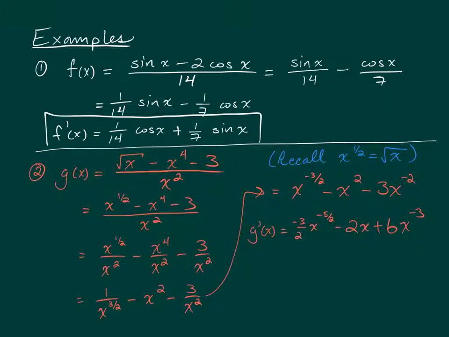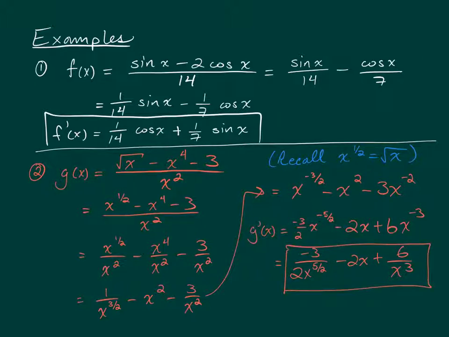So just as easily, like from this step to this step, as we pushed our x's to the numerator so we could take the derivative, at the very end we need to push them back down to the bottom so that we can make our answer look mathematically pretty. So this means negative 3 over 2x to the 5/2 power minus 2x plus 6 over x cubed. And this is now the derivative of g of x.